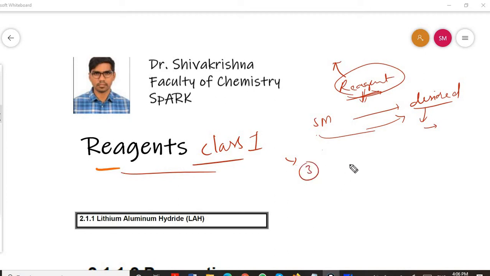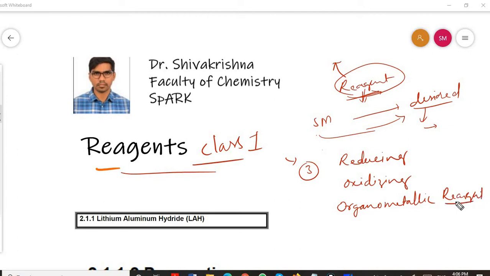Basically, reducing agents, oxidizing agents, and organometallic reagents. These are the three types that we are going to discuss in our syllabus.